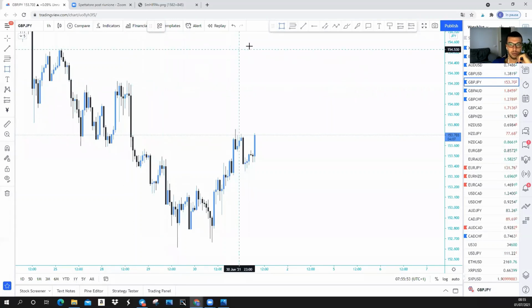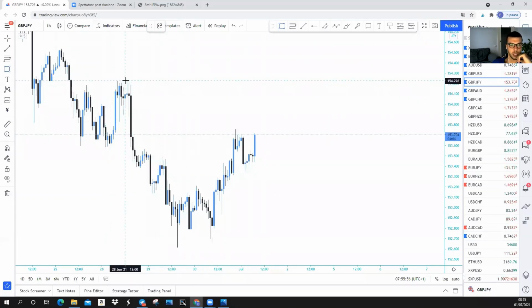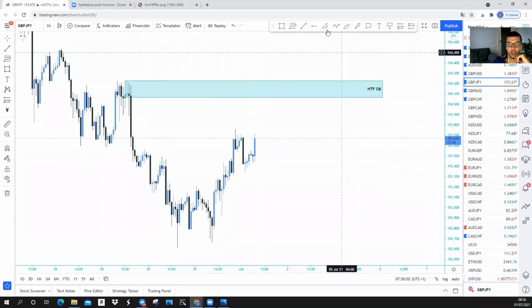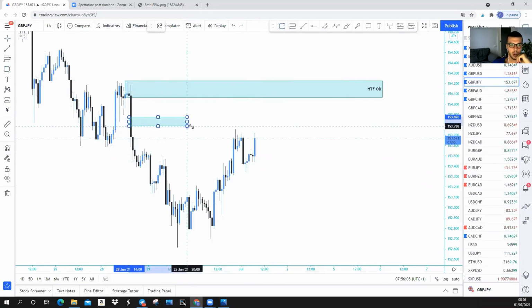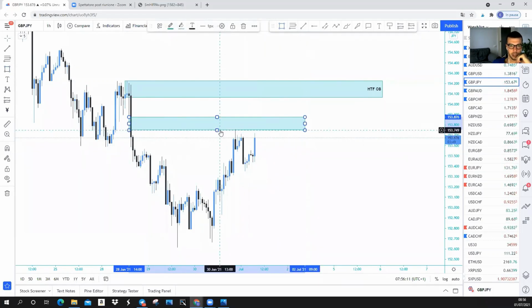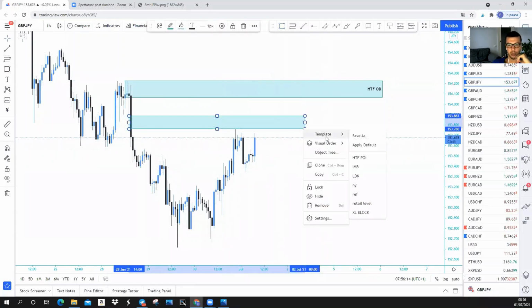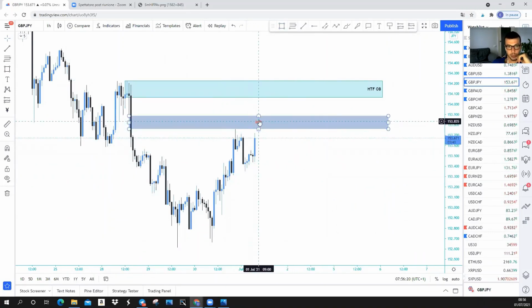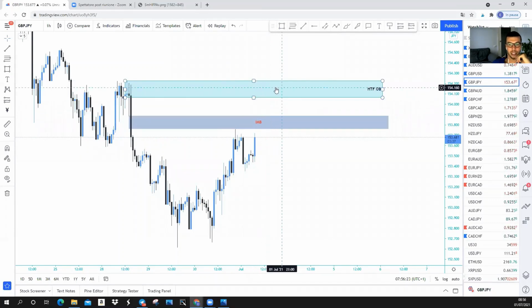I will say overall, let me see. Yeah, overall we have this supply. And then we have this area of imbalance, which was covered already a little bit, as you can see, but we are still leaving behind this imbalance right here. Therefore, what I would like to see is a continuation to the upside, covering the whole imbalance, maybe consolidating a little bit, tapping into our higher time frames point of interest for continuation to the downside. Therefore, I will put my alert close to that area.